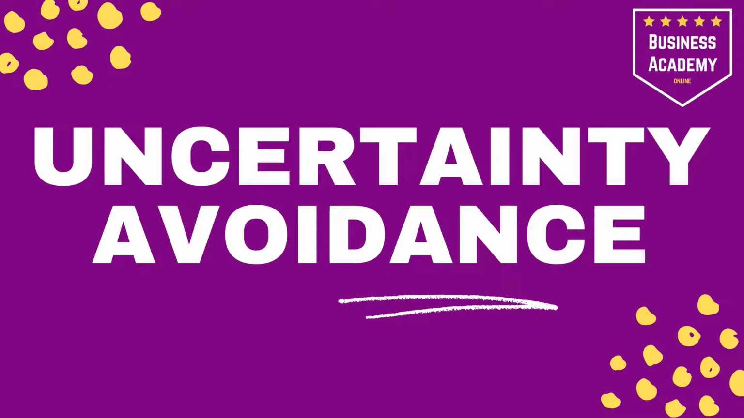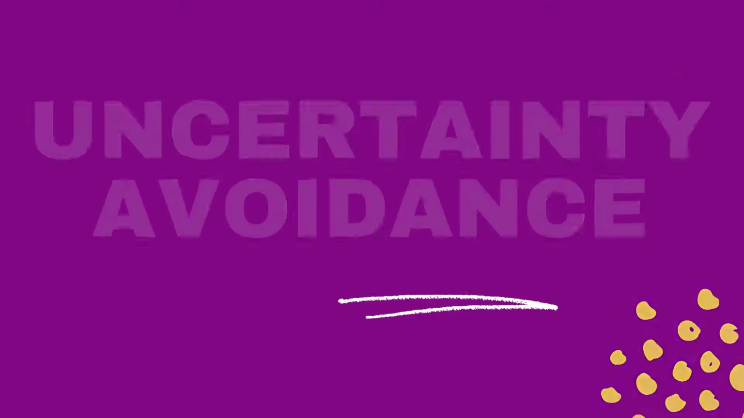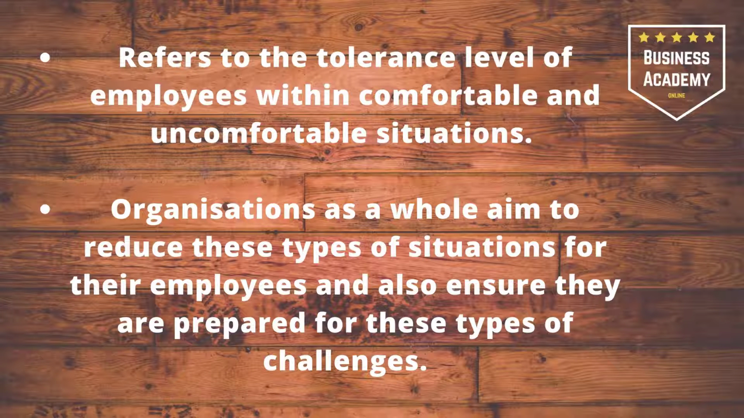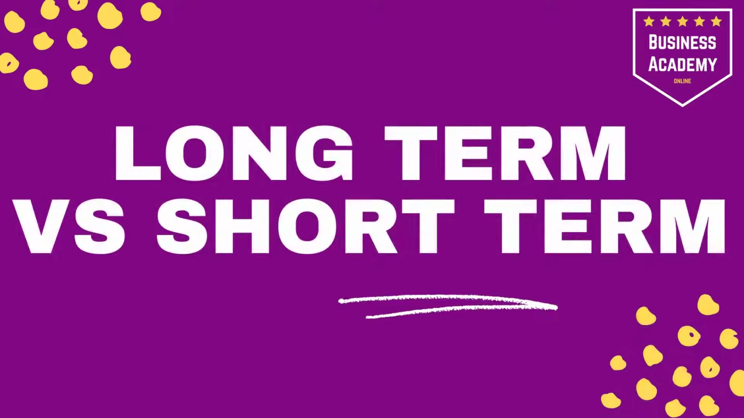The next area is uncertainty avoidance, otherwise known as risk avoidance, really. It refers to the tolerance level of employees within comfortable and uncomfortable situations. Organisations as a whole aim to reduce these types of situations for their employees and ensure that they're prepared for these types of challenges. So if you're low uncertainty avoidance, that means you'll take risks. You'll tend to be in things like fast-moving industries like the mobile phone technology industries and so on. If you're high uncertainty avoidance, then you want to avoid all risk. And that tends to be things like the public sector and so on.